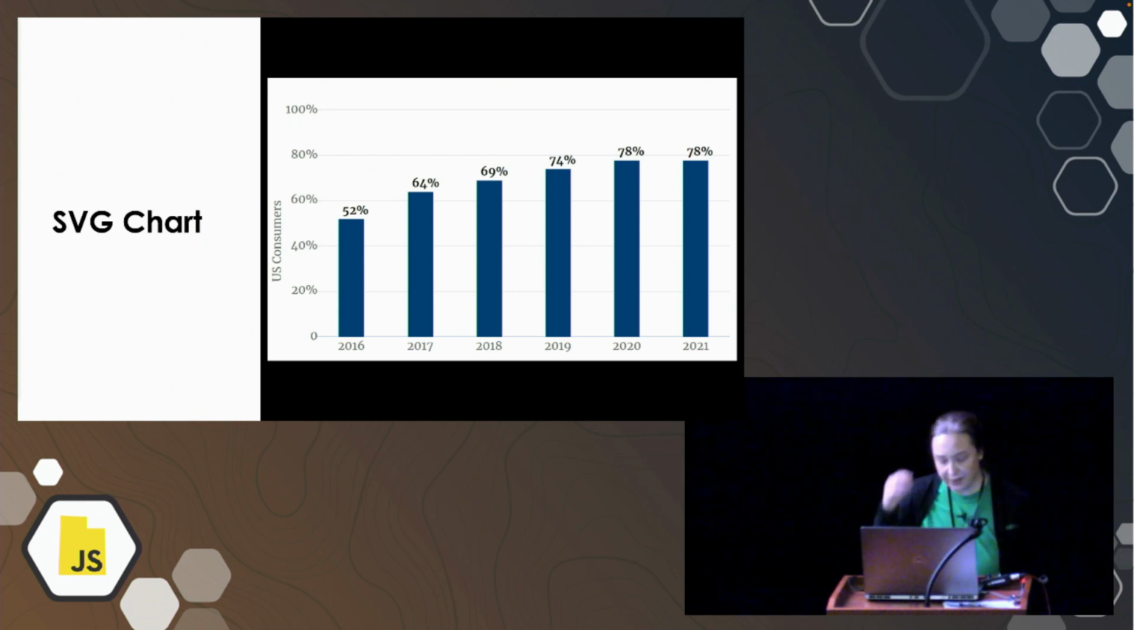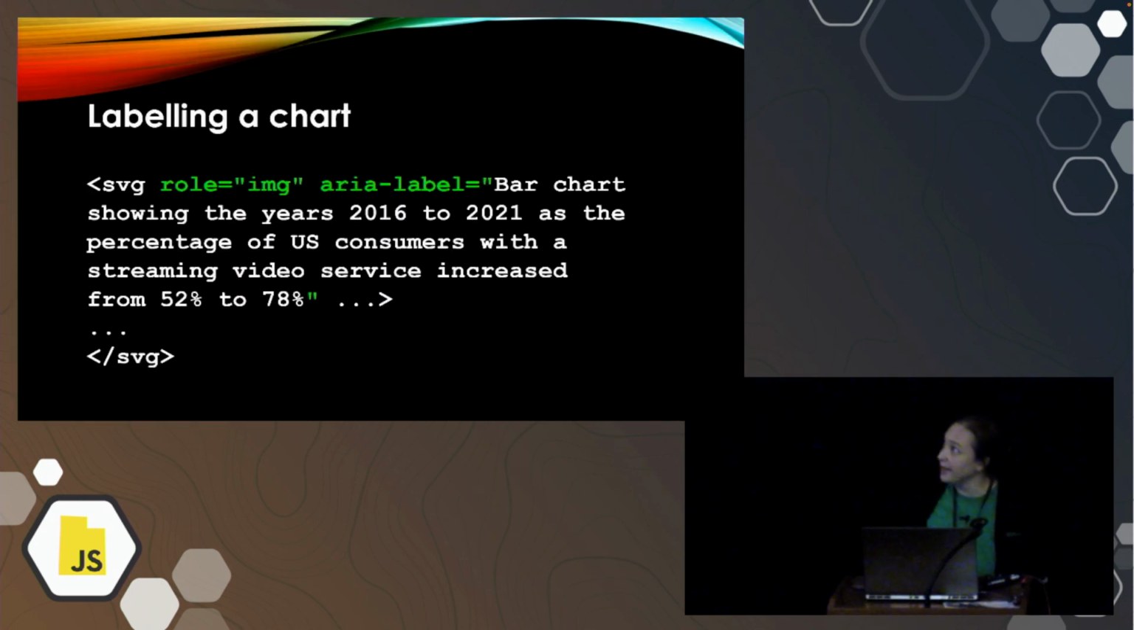If we have an SVG chart like this one, this is not an interactive chart, and just imagine it's a bar chart created with SVG, but there's no functionality going on, but we do need to provide some kind of text equivalent for folks who cannot actually see and interact with the chart. So when we're labeling a chart, again, we can use role equals image, and for our ARIA label, we can provide a description. Here for the one that I just had up here, it's a bar chart showing the years 2016 to 2021 as the percentage of US consumers with a streaming video service increased from 52% to 78%.